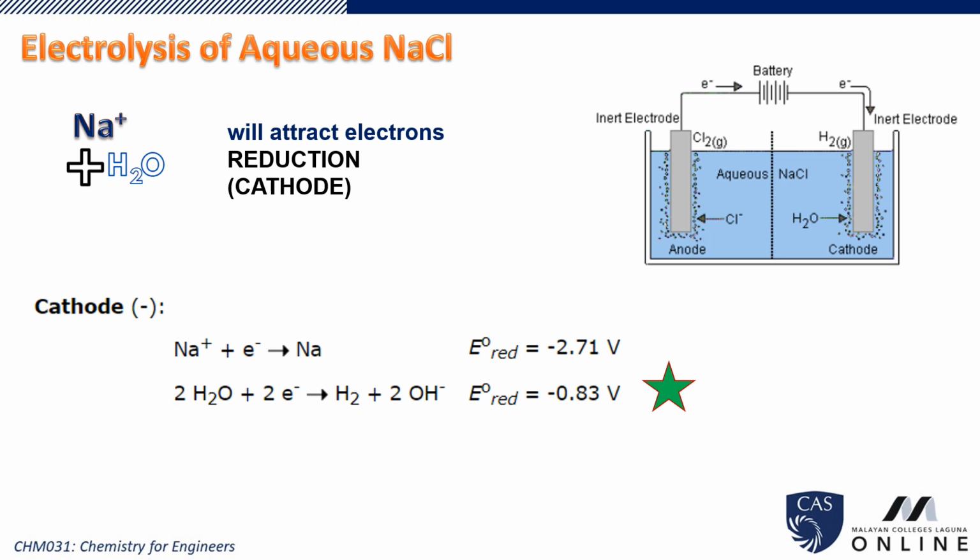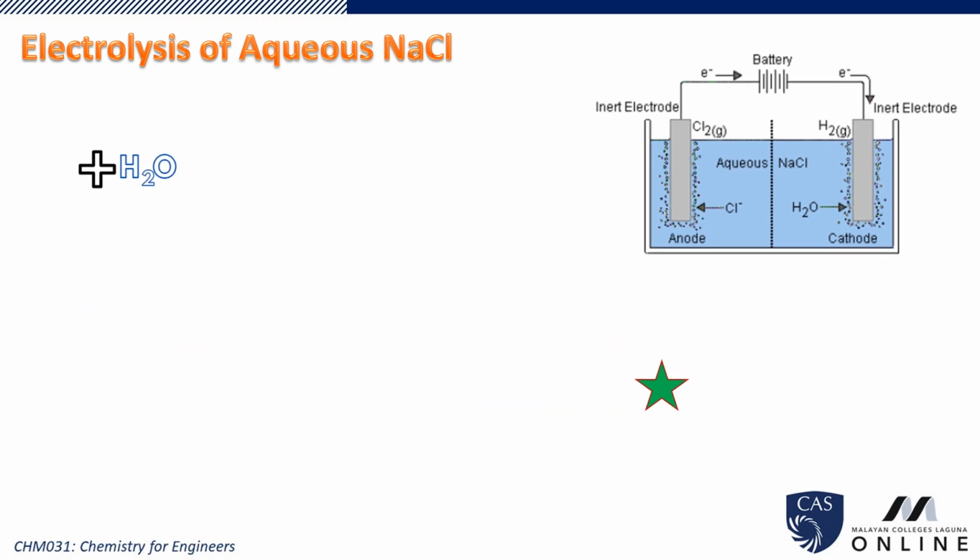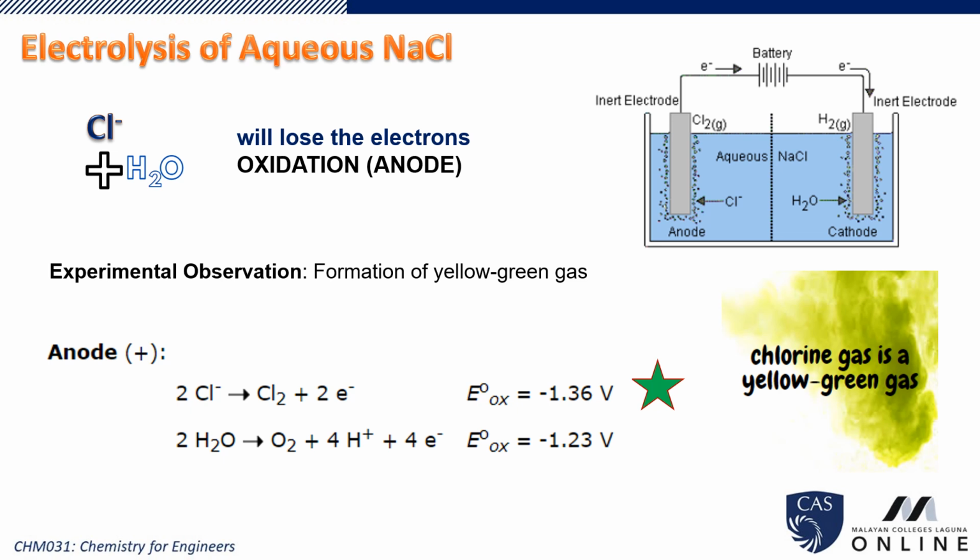At the cathode, reduction occurs. Although sodium ions are present, water is usually reduced instead, depending on conditions, so identifying the correct reduction reaction requires comparison of potentials. Experimental observation shows the formation of yellow-green gas, which indicates chlorine gas is being produced. This helps confirm which oxidation reaction is occurring.